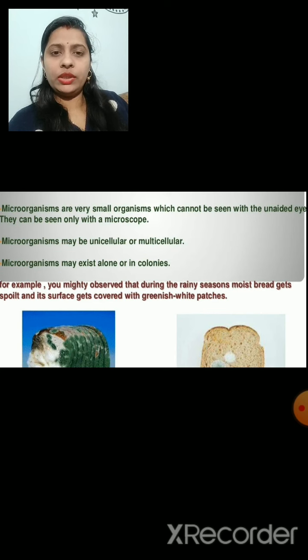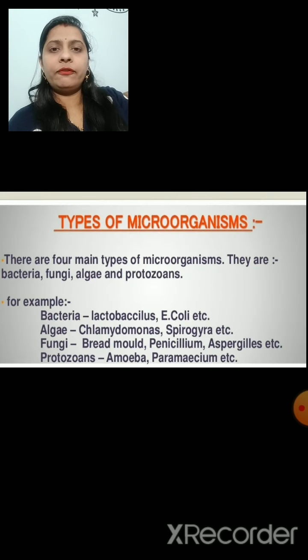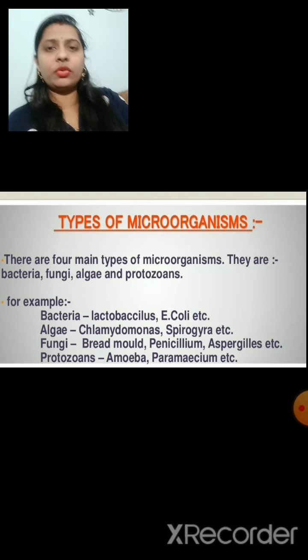Microorganisms are unicellular and sometimes they are multicellular too. They can be found all alone or they may exist in colonies. There are basically four types of microorganisms. They are bacteria, fungi, algae and protozoans.